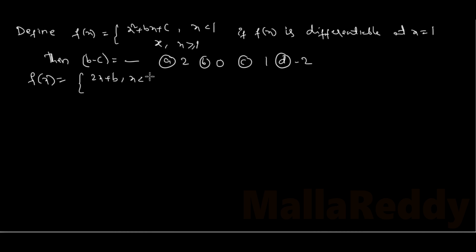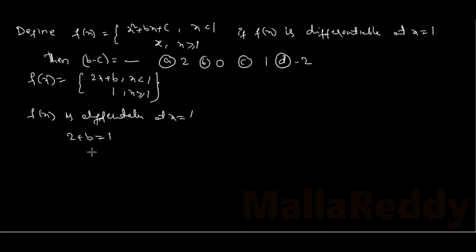This is for x less than 1, and the derivative of x is 1, that is for x greater than or equal to 1. Here the function is differentiable at x is equal to 1. Substituting x is equal to 1, 2 into 1 gives 2 plus b is equal to 1, that is b is equal to minus 1.